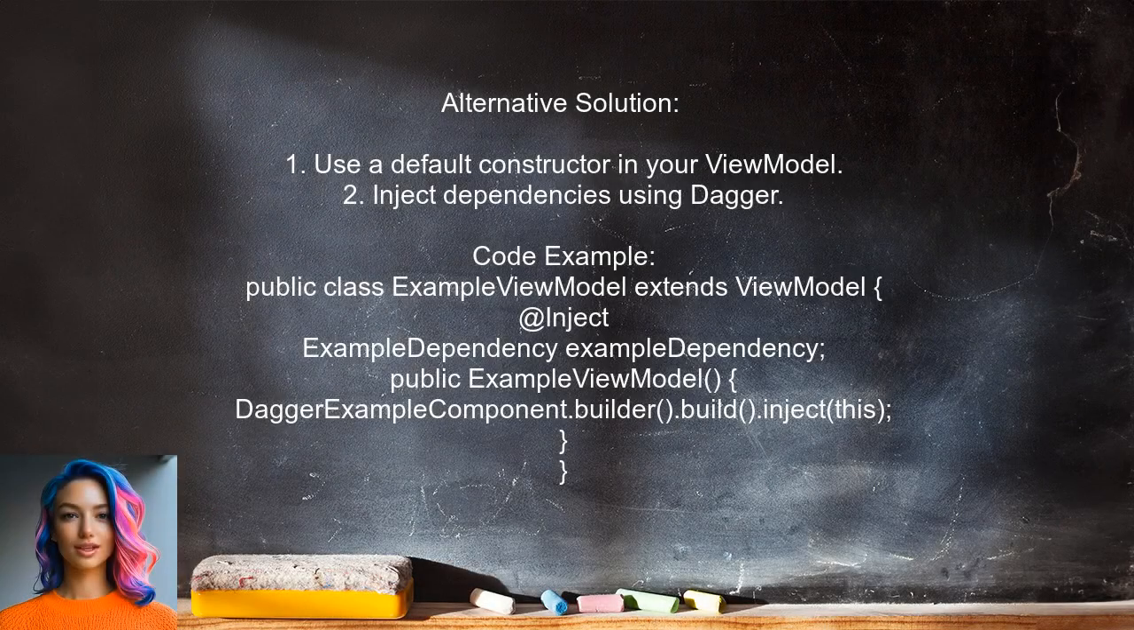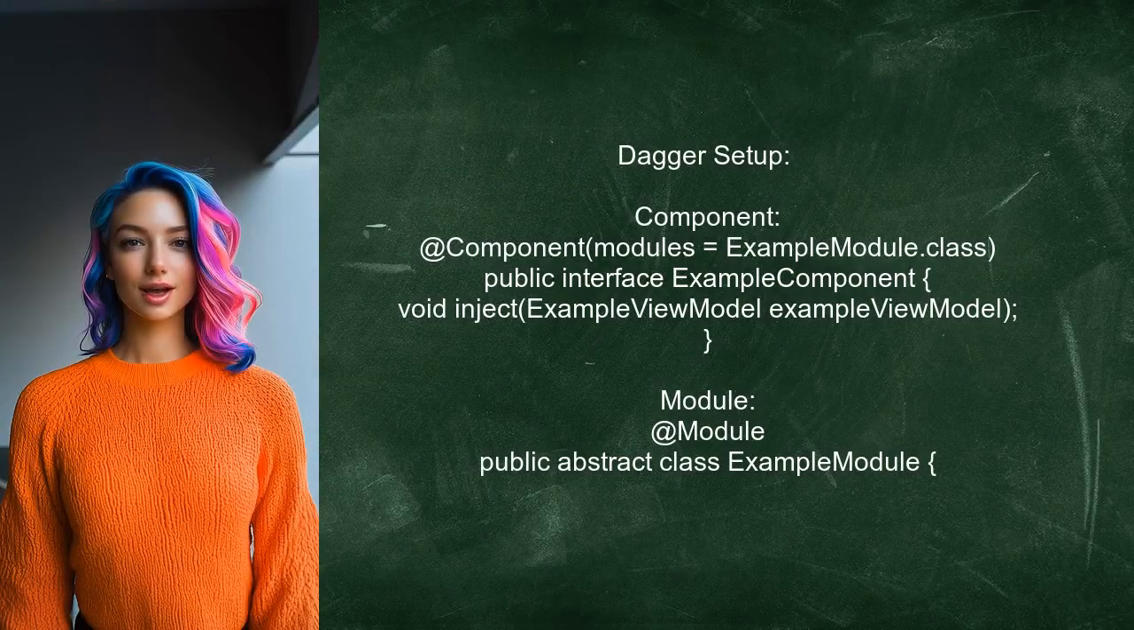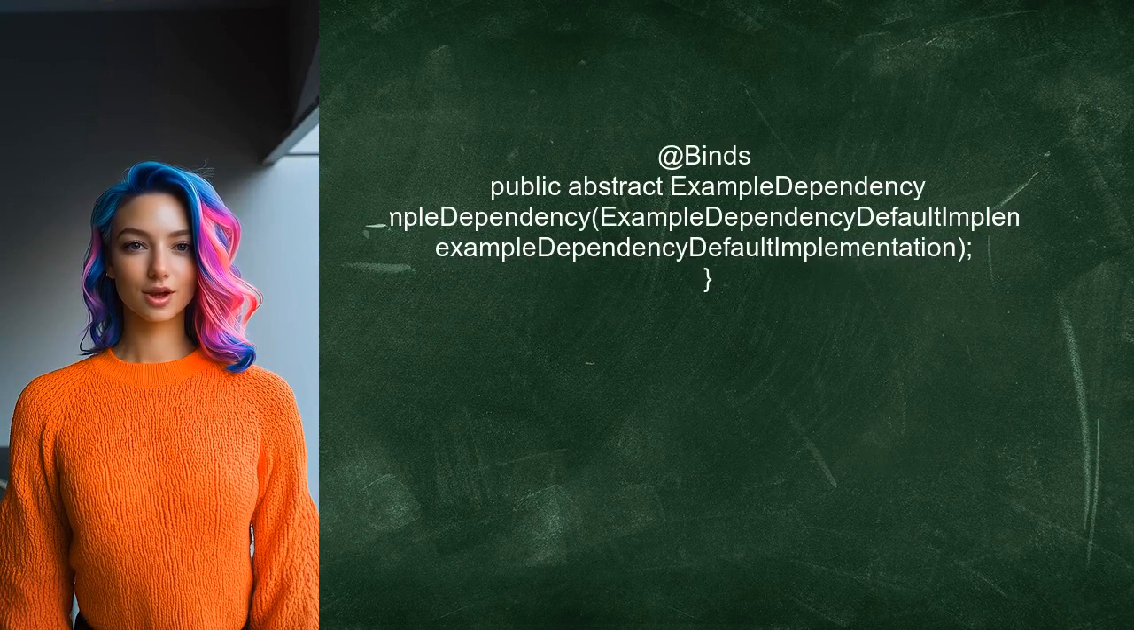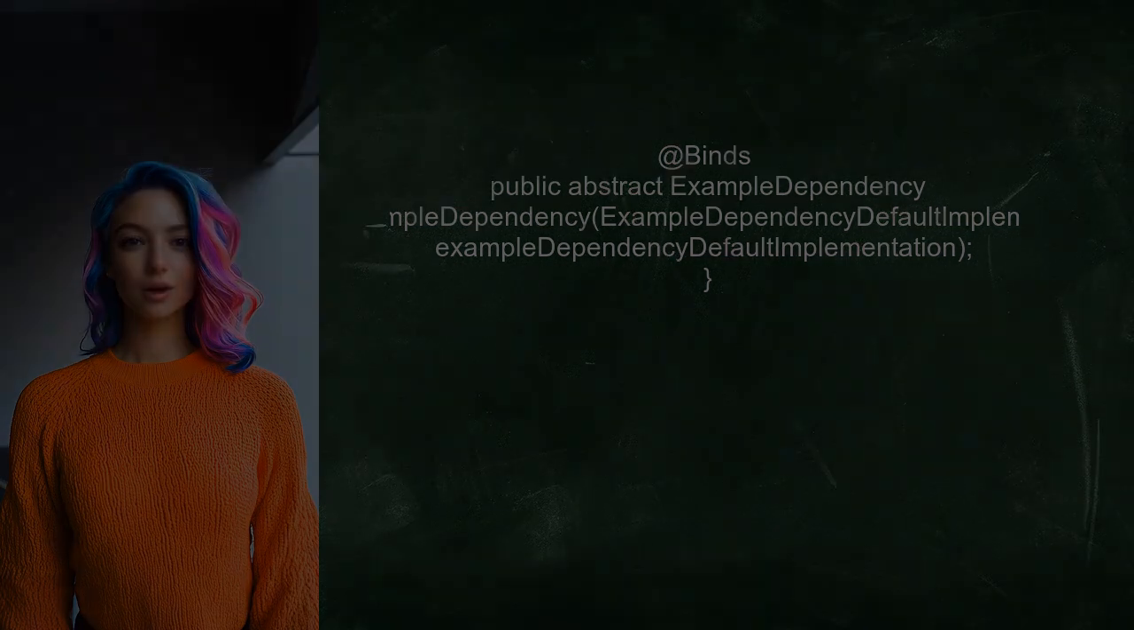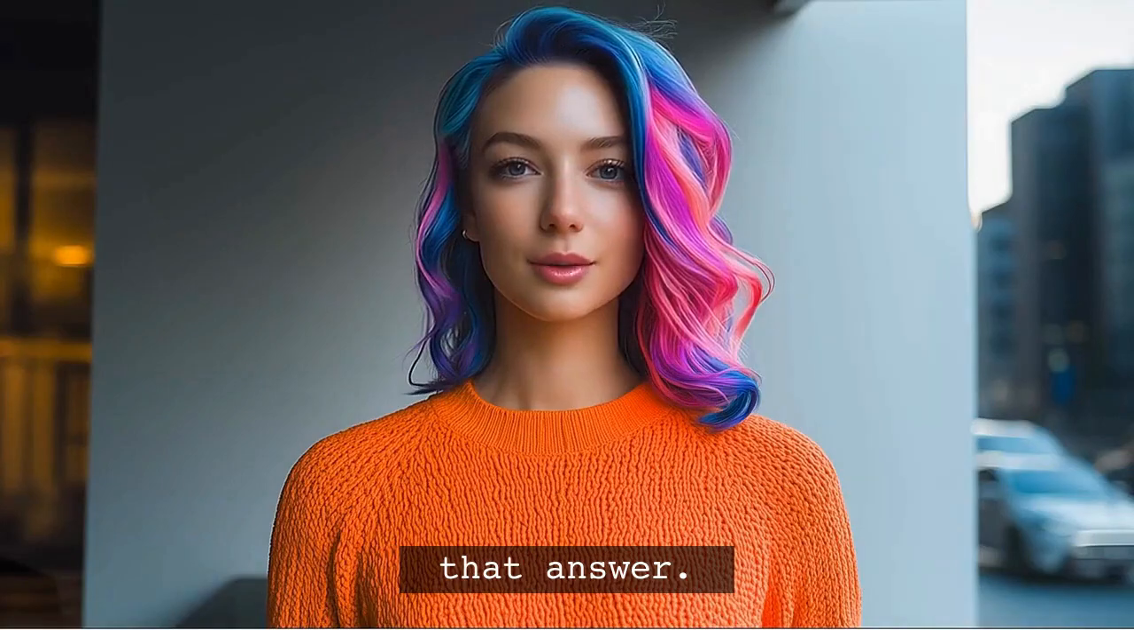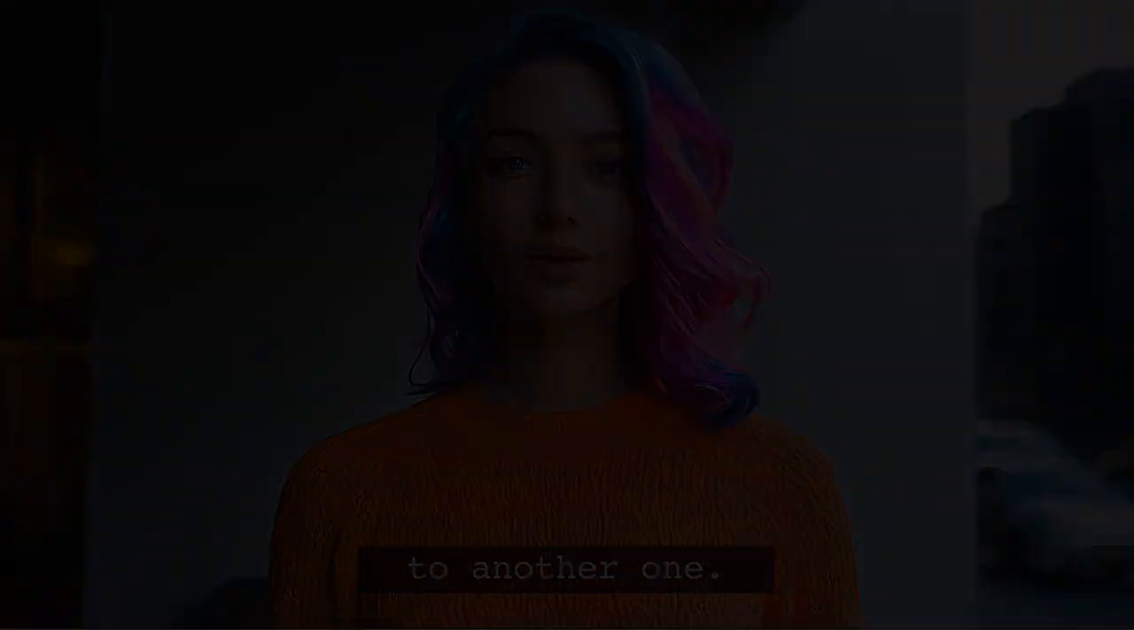An alternative approach suggested by a user is to use a default constructor for your ViewModel. This allows you to inject dependencies similarly to how you would in activities. They provide an example where the ViewModel uses Dagger to inject dependencies directly in the constructor. The user also shares the necessary Dagger component and module setup. The component defines the inject method for the ViewModel, while the module binds the dependency implementation. That wraps up that answer. Let's move on to another one.